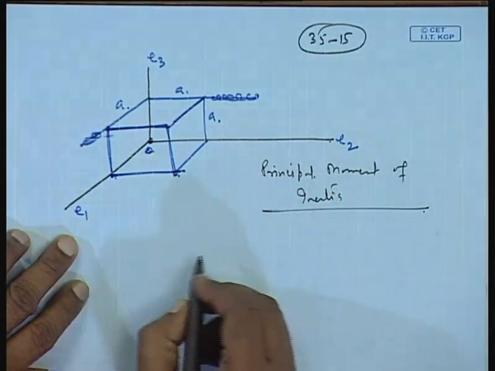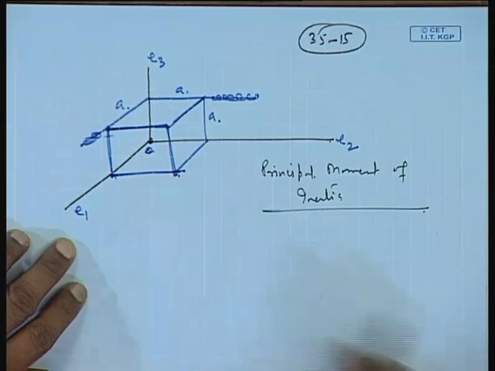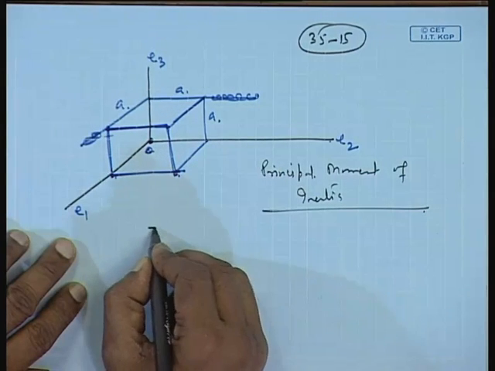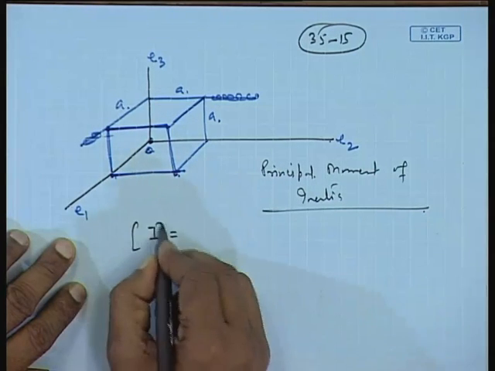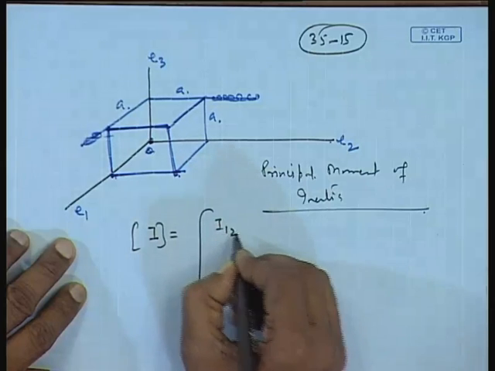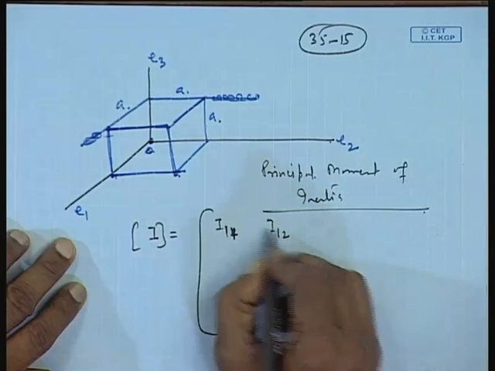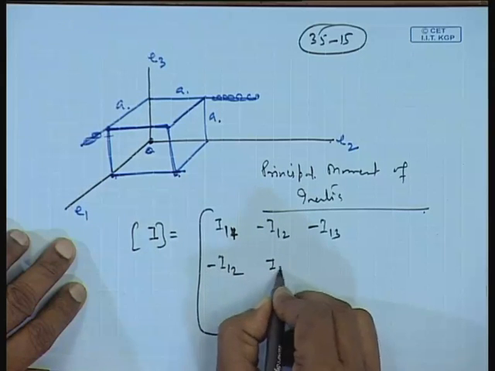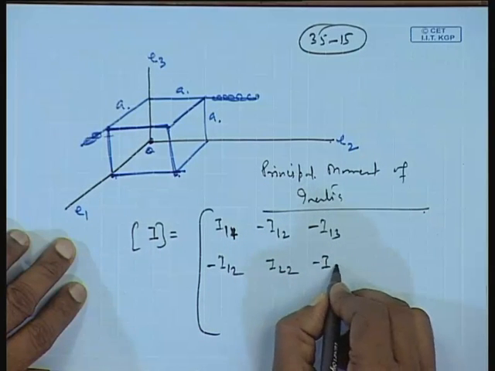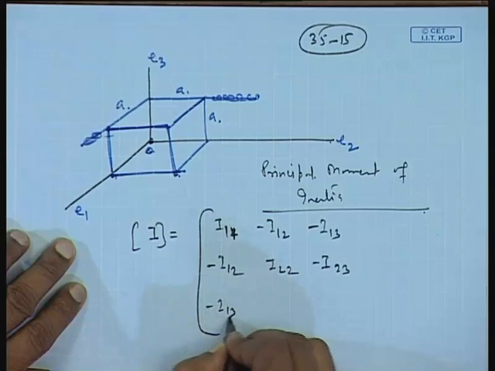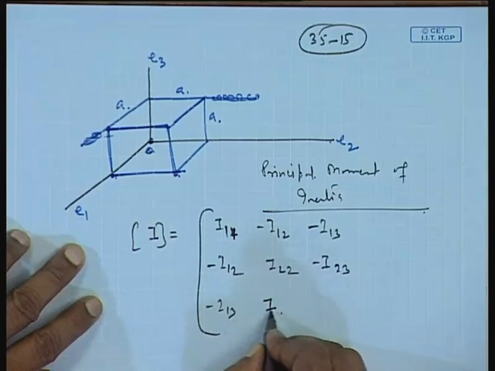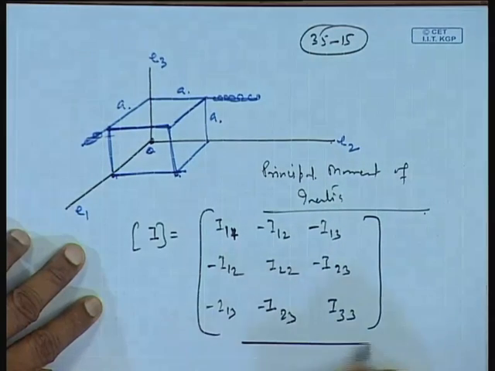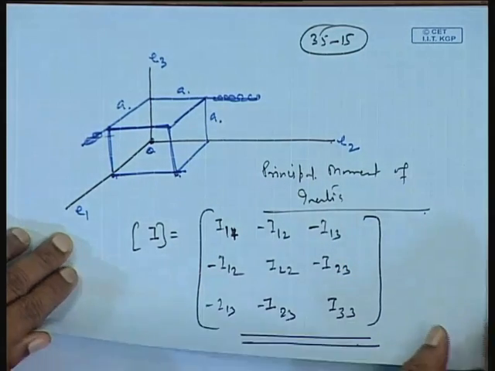So, to find the principal moment of inertia, first you need to write the inertia matrix. For writing the inertia matrix, you have to get all these quantities I11, I12, I13, so first we need to work out these quantities.